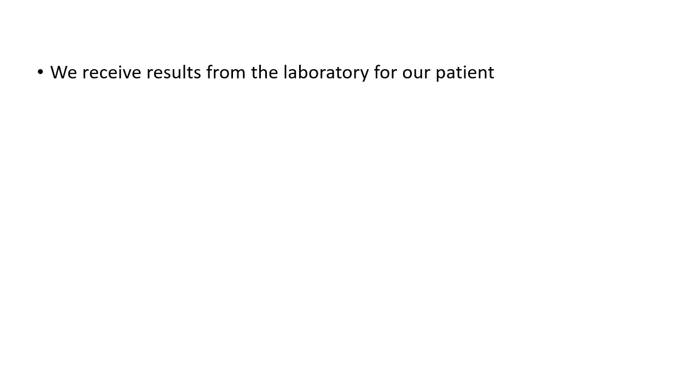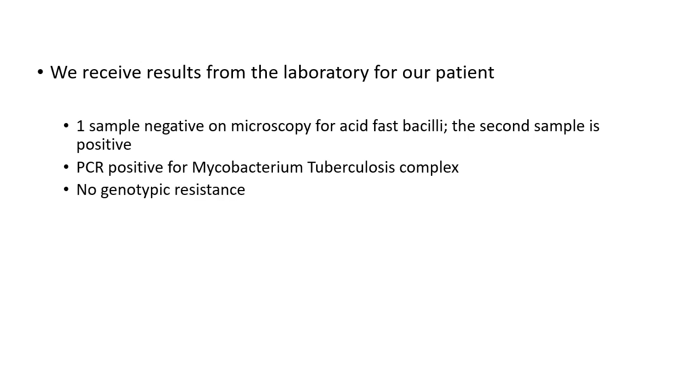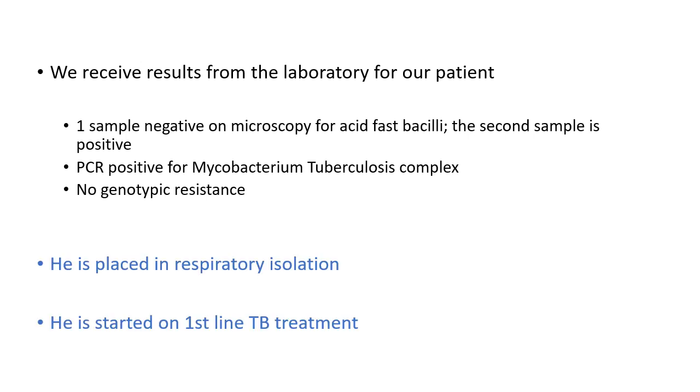Now, for the patient we discussed before, we receive results from the laboratory. The first sample is negative on microscopy for acid-fast bacilli, and the second sample is positive. PCR is positive for Mycobacterium tuberculosis complex. The lab tells us there are no signs of genotypic resistance, so we consider the strain to be drug susceptible. He is placed in respiratory isolation and started on first-line treatment. What does that mean?